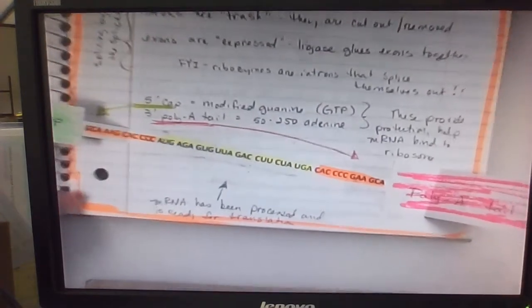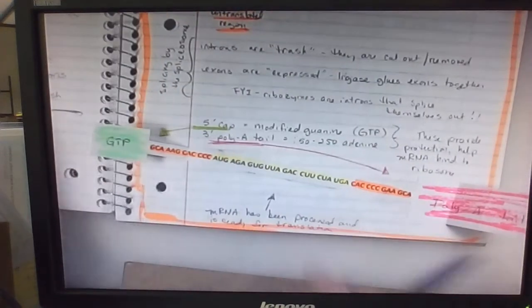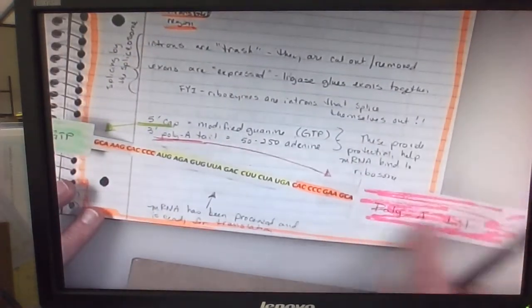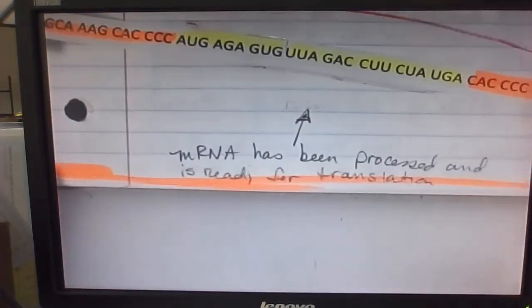So on this messenger RNA strand, I have cut out the introns that are trash. I've added my GTP, my 5' cap. I've added my poly A tail. And now I have my untranslated regions, I have my exons, and I have my 5' cap, 3' tail. This messenger RNA has been processed and is now ready for translation.